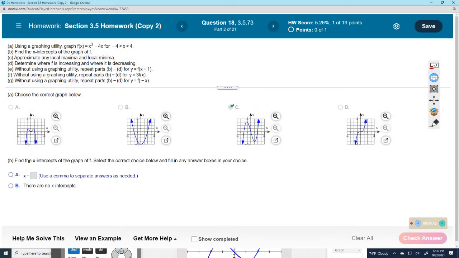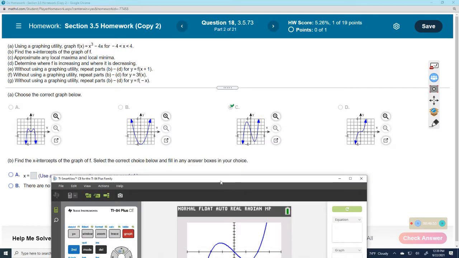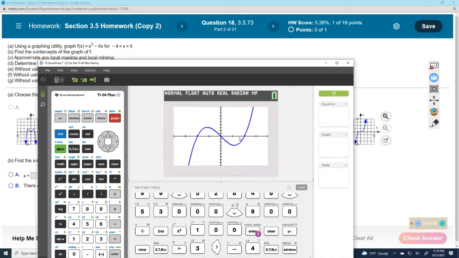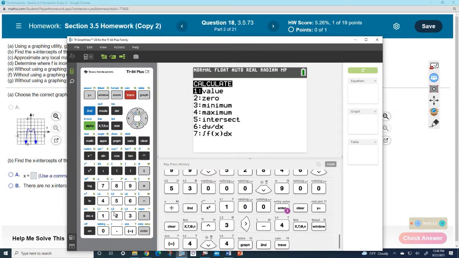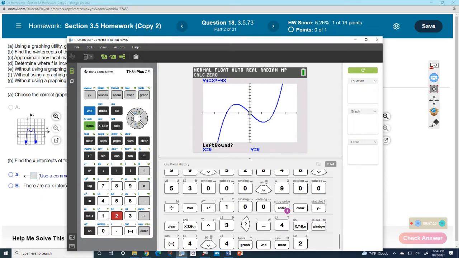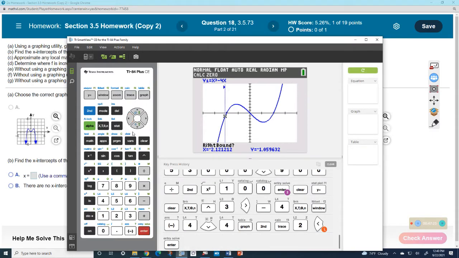Okay, next. Find the x-intercepts of the graph of f. We could set this equal to 0 and solve by hand, or we could just find it on the graph. So again, we could find this by hand or on the calculator. If I do it on the calculator, I can hit second calc, and I'm finding the zeros. That's the same thing as x-intercepts. So if I want to find this x-intercept over here, left bound could be there, right bound could be there, then just hit enter again.